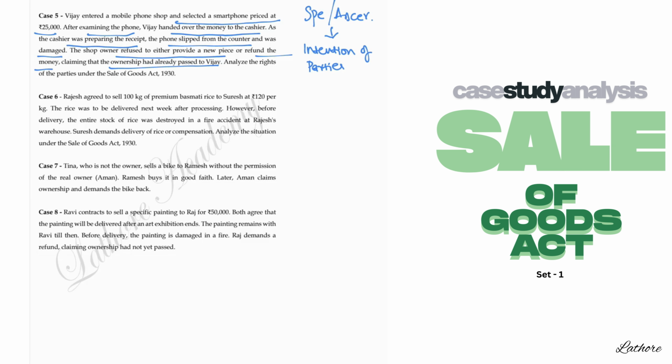Generally, in an unconditional contract for the sale of specific goods which are in a deliverable state, the property in the goods passes immediately, regardless of whether the payment is made or not and whether the delivery has happened or not. So, irrespective of payment or delivery, the property is transferred in such cases.